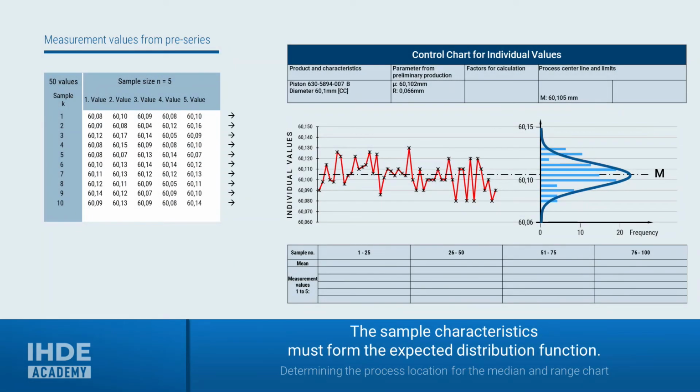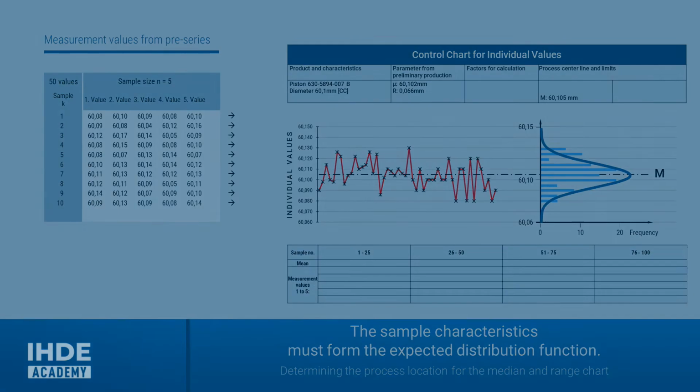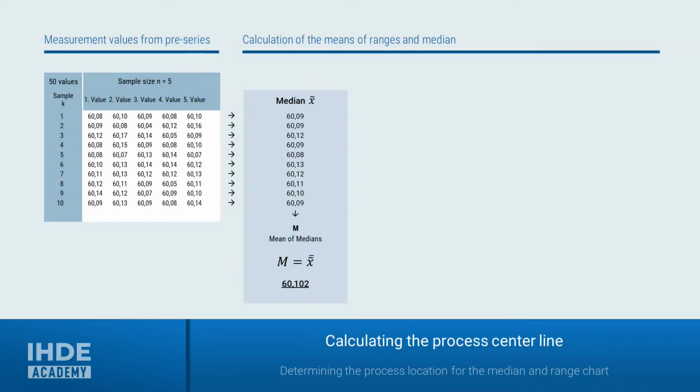In all these calculations, we assume that the values are normally distributed. The bell curve laid over the histogram should suffice for us here as purely visual proof of a normal distribution. The median was calculated for each individual sample and entered in the right-hand column. Thereafter, the average of the median values was calculated. This grand median can be found at the bottom. Its value is 60.102 mm. This is the process center line.